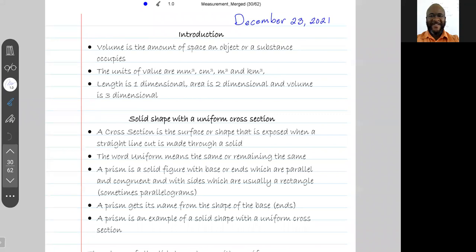Now, of course, the unit of area is square because whenever you calculate area, it always involves multiplying two lengths with the same unit. The unit of volume is cubed because whenever you calculate volume, it will always involve multiplying three lengths with the same unit. And so length is one-dimensional, area is two-dimensional, and volume is three-dimensional.